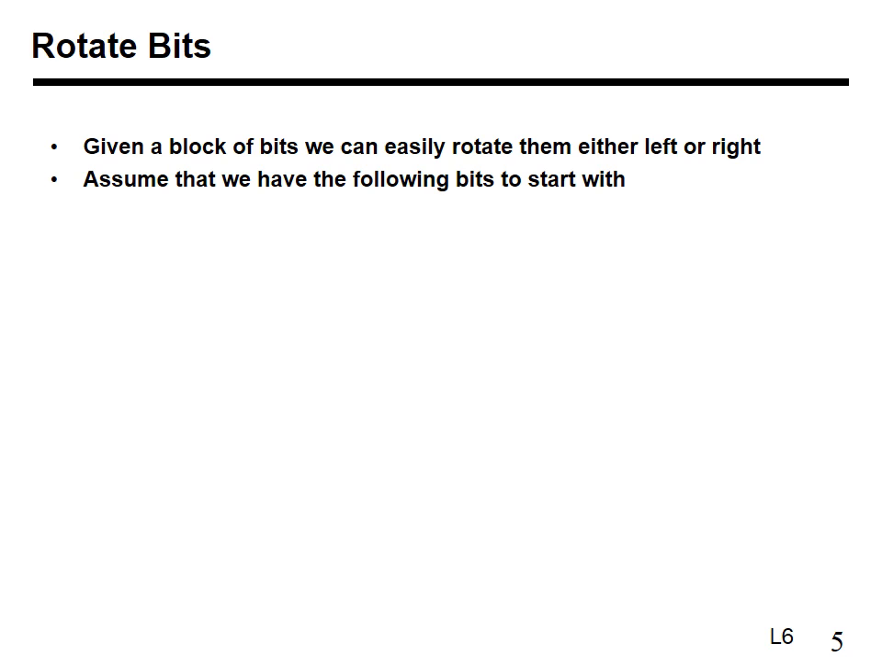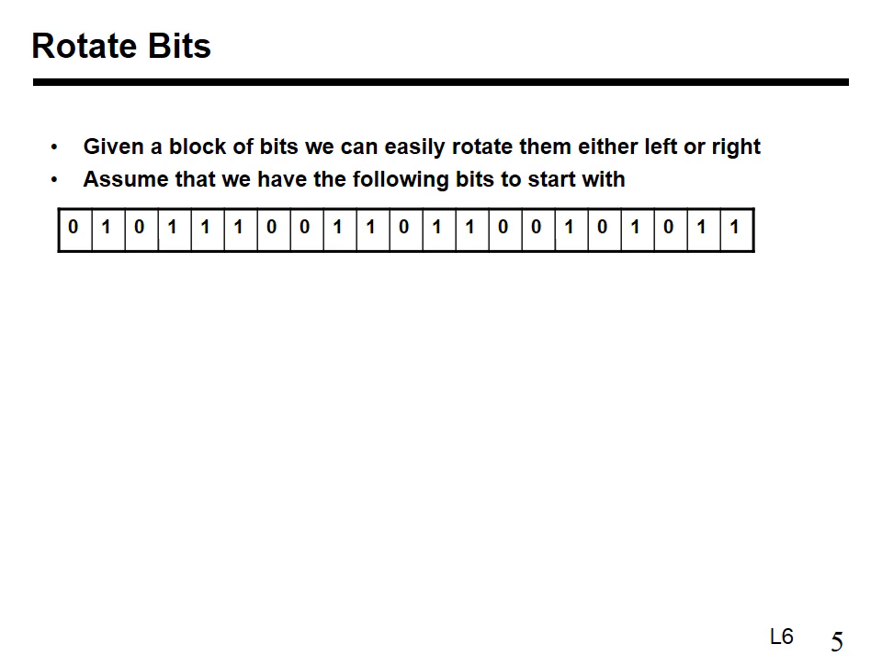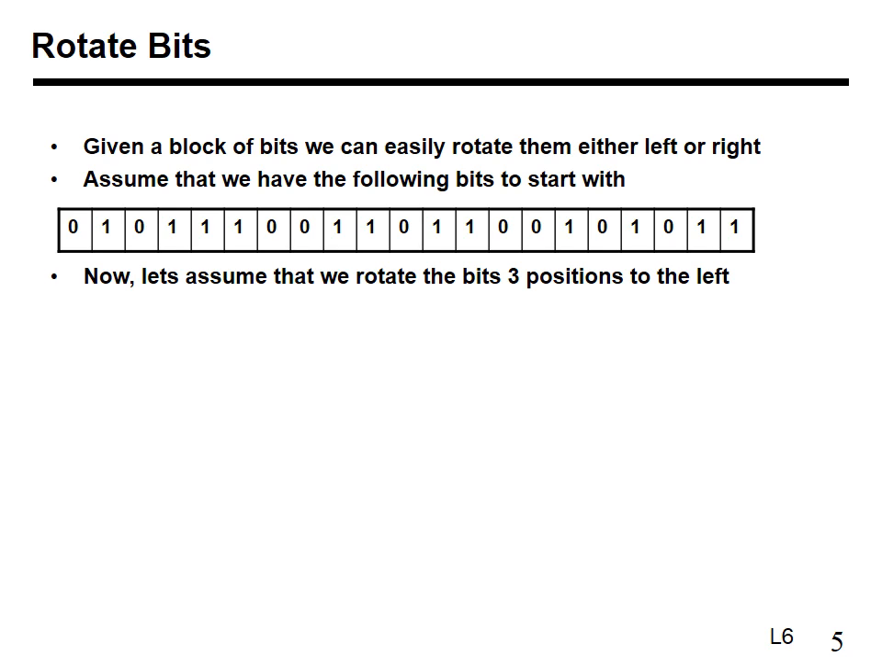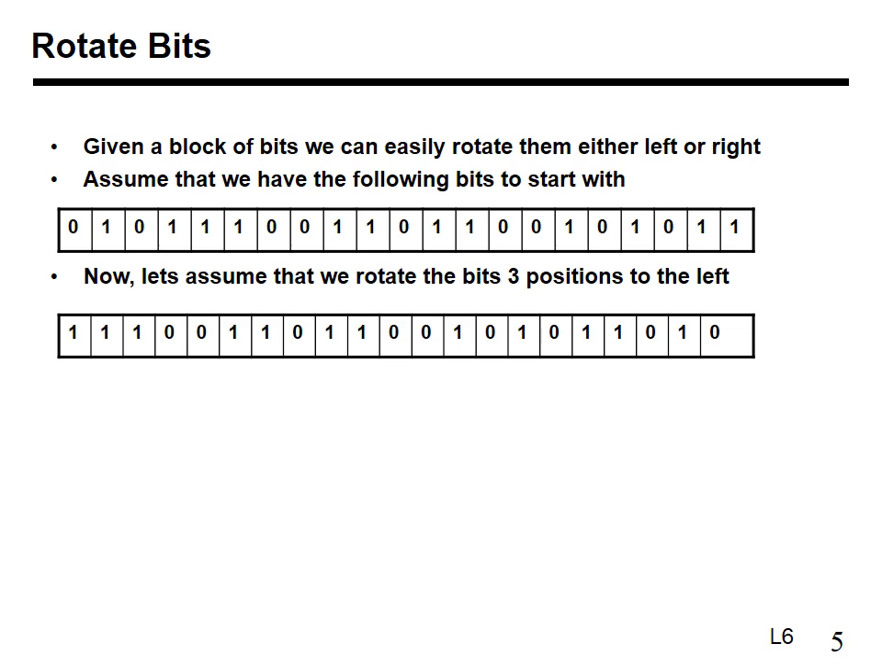So let's say we have this following set of bits. Let's say we want to rotate the bits 3 positions to the left. So the 3 bits on the very far left, 0, 1, 0, are going to rotate all the way around to the far right. So after we're done, from the far right, the 3 digits would be 0, 1, 0, as it shows here. Everything else has stayed the same, just the 0, 1, 0 has gone from the far left to the far right.